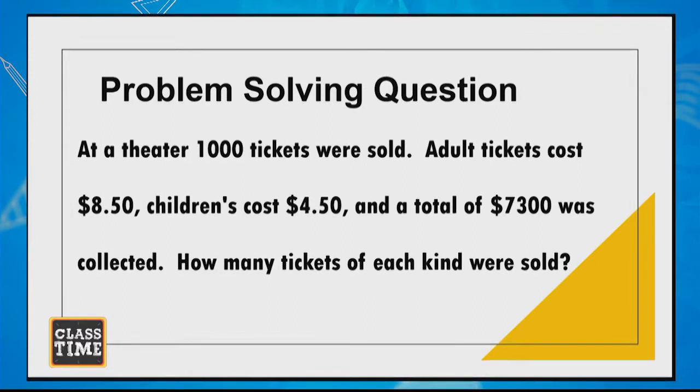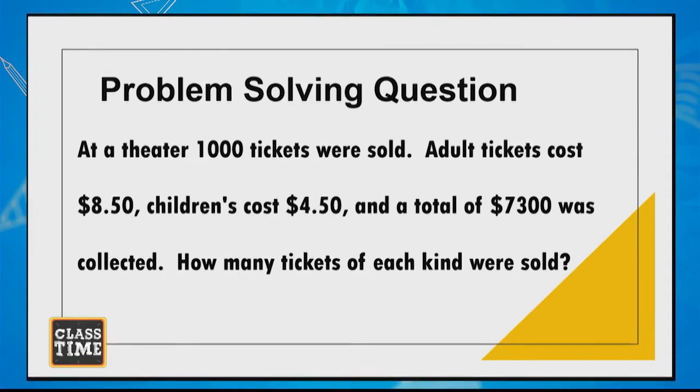So here, what I'm seeing again, this is a similar situation to the first one. I'm seeing some common variables: children's ticket, adult's ticket. And then I'm seeing some costs involved. So I can use the same strategy that I used before to set up a system of equations.